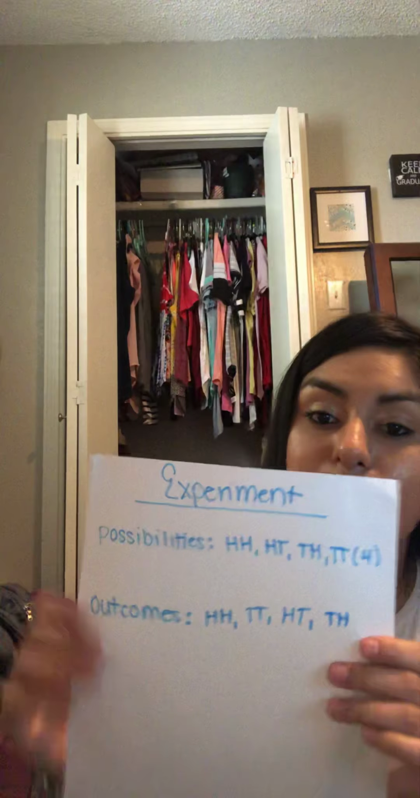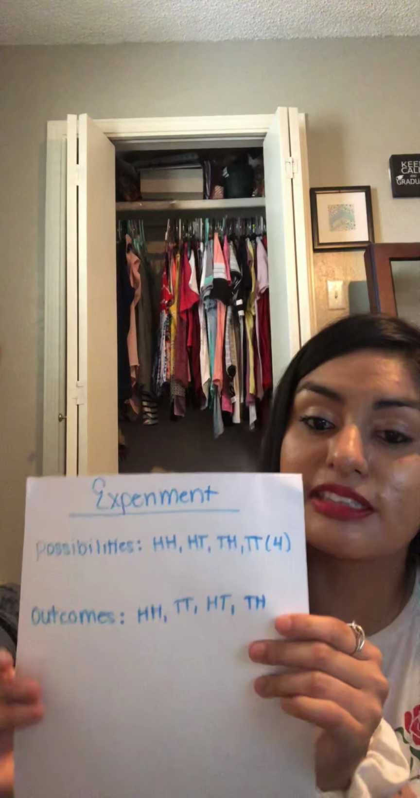So again, guys, for the coin toss, we ended up with 4 different possibilities. That's what our possible chances were. All 4 outcomes ended up being those possibilities. And that is how we do probability.